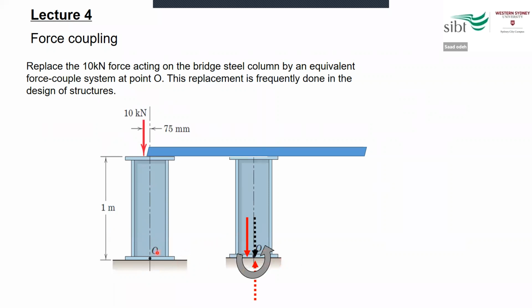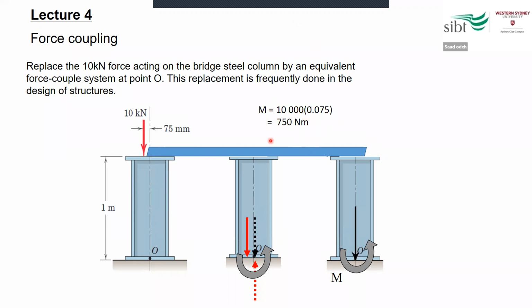So I can move this force here, and then I can find the moment of this force 10 by multiplying it by the distance from the axis going through point O. The distance here is 75 millimeters, and I change it to meters. So 10 times 0.075, I can find the moment around O, and I also move this 10 kilonewton force and put it right on the point O.